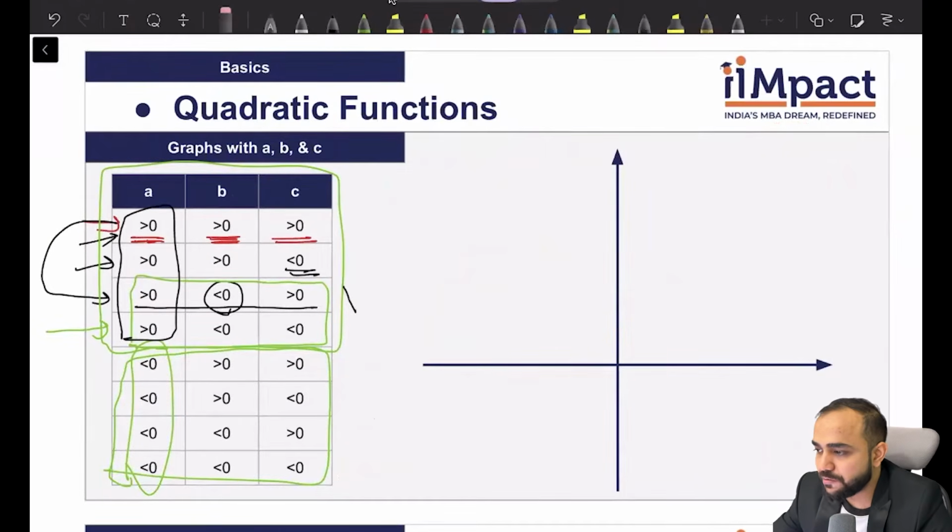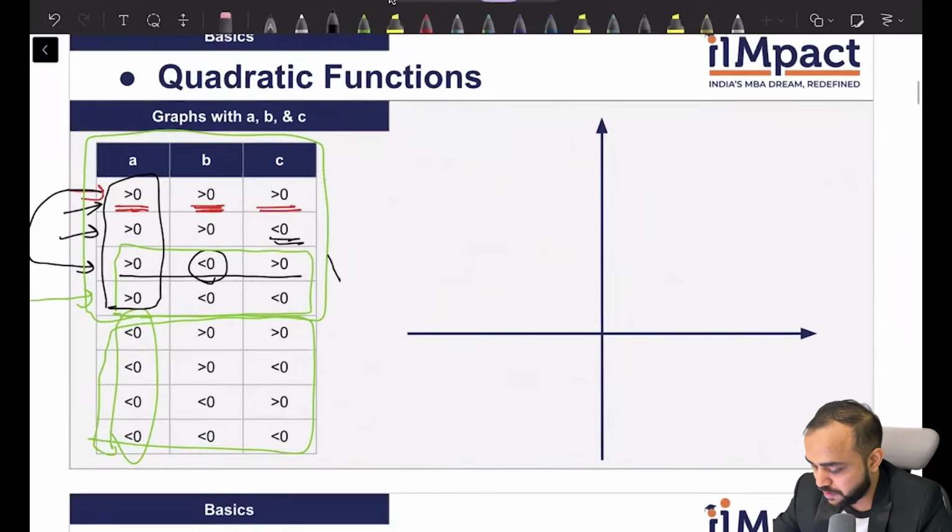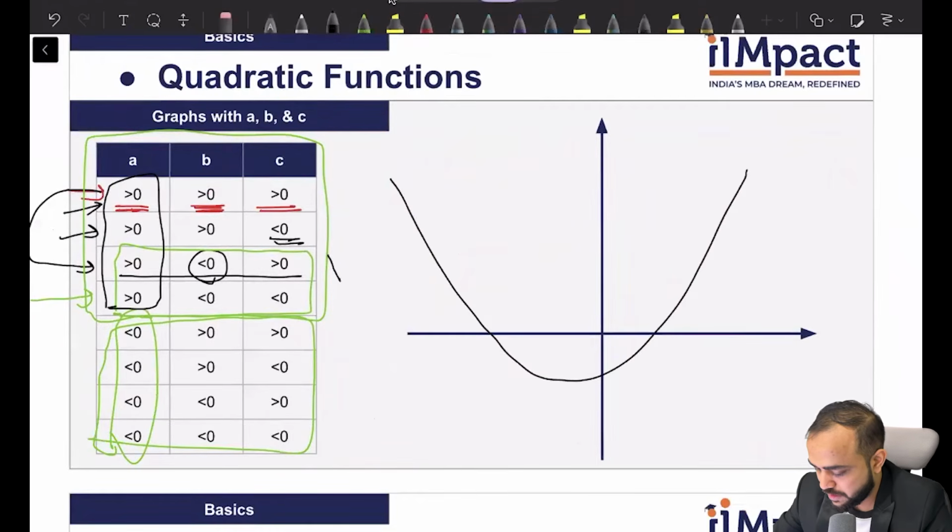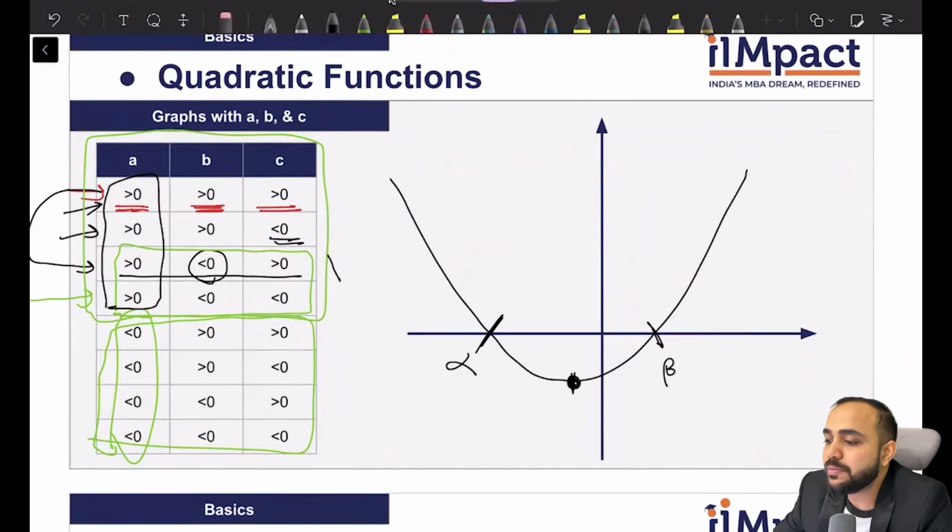Now let us discuss one last thing from this graphical perspective. If this is alpha and this is beta, this point, the point of minima, now I'm not going to call it vertex now, because I know that because a is greater than 0 it is going to be the point of minima, so I'm going to call it by its proper name. If you have a point of minima, what is the exact point of minima? Alpha plus beta by 2, which is minus b by 2a.